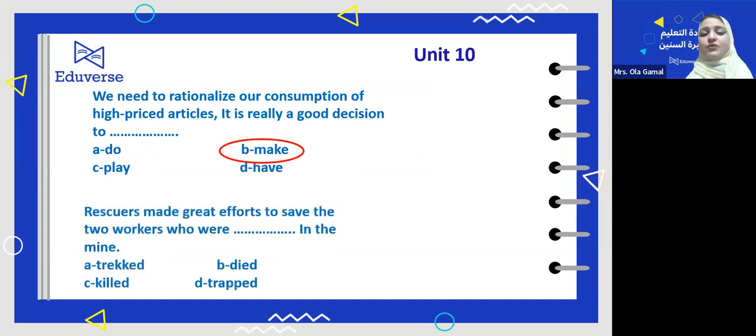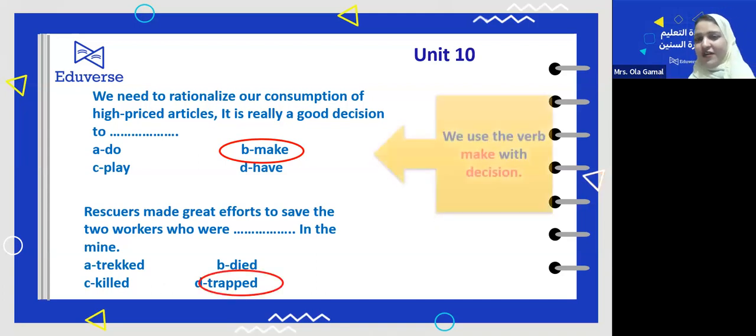Okay? Rescuers made great efforts to save the two workers who were what in the mine? Who were what? They're going to save them. So what happened to them? Were they tracked or died or killed or trapped? Of course, they did not die because they are going to save them. So they are trapped. They are trapped.